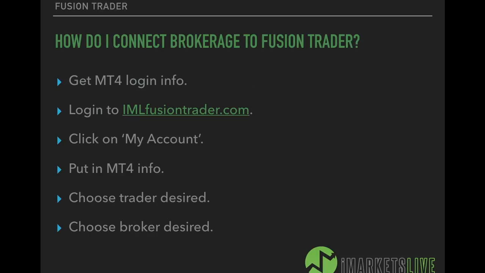How do I connect the brokerage to the FusionTrader? You need to get your MetaTrader 4 login information. Typically the broker that you use is going to email that once your account's approved, and that's the information you're going to need, or else it's not going to connect. Once you have that, go to IMLFusionTrader.com, click on my account. You put in your MetaTrader 4 information, choose the trader you want, choose your broker, and press save. So again, that's how you go from the broker to the FusionTrader.